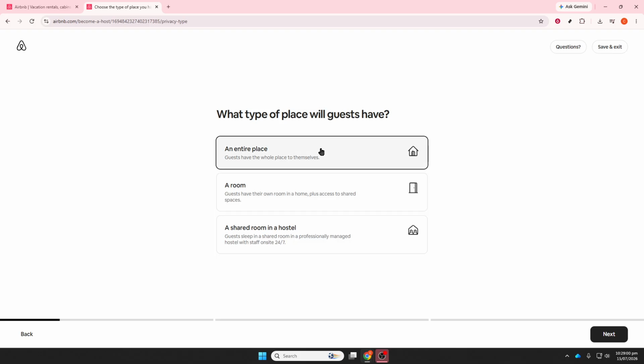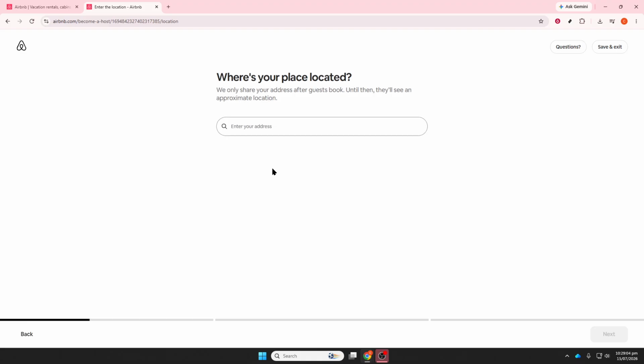Once a listing catches your eye, open it and read the description carefully. Pay close attention to the house rules and the cancellation policy. These details are important because they tell you what's allowed during your stay and what happens if your plans change.